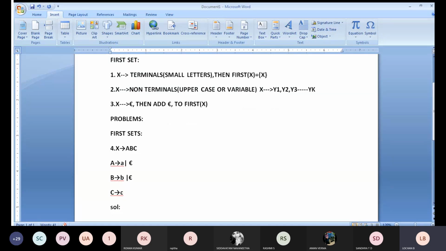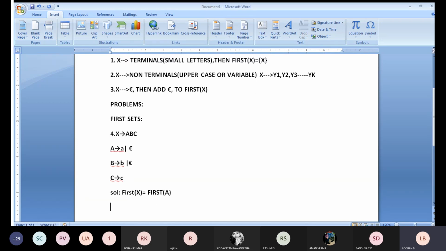So we need to calculate the first of X. First of X is first of A. What will you be getting in the first of A? Terminals, anybody? A and epsilon, sir. A comma epsilon I'll take. Yes, A comma epsilon I am going to take. So epsilon is there, so we can't stop here. We need to continue my production.